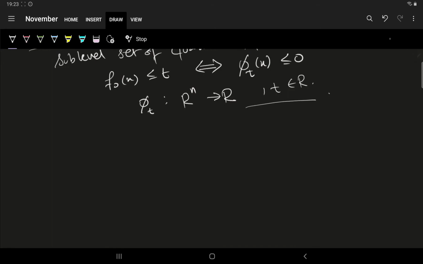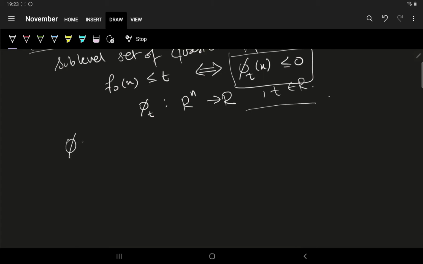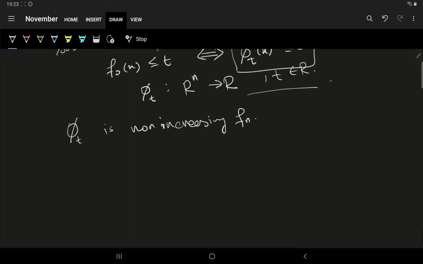So phi t of x less than or equal to 0 means phi t is a non-increasing function in t. Therefore, phi s of x is less than or equal to phi t of x, this is for the condition s greater than or equal to t.